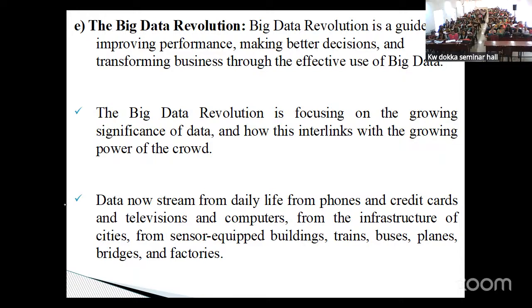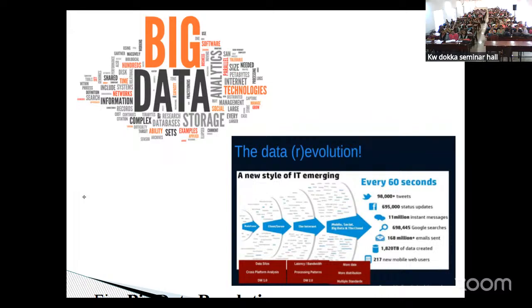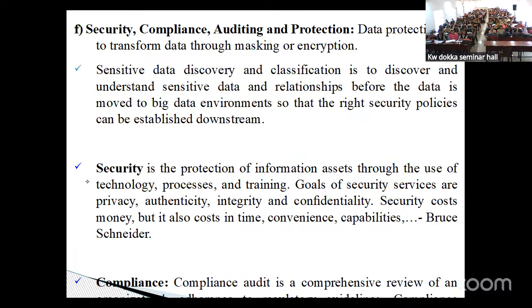Here you can see the data now streams from daily life, from phones, credit cards, and all these things. When you are getting this data, what type of security are you providing? You have security, compliance, auditing, and protection. How do you protect this data? We use encryption methods: public key cryptography, private key cryptography, the RSA algorithm, the leaky bucket algorithm, routing algorithms. With that, you provide protection. You have different algorithms to provide security.